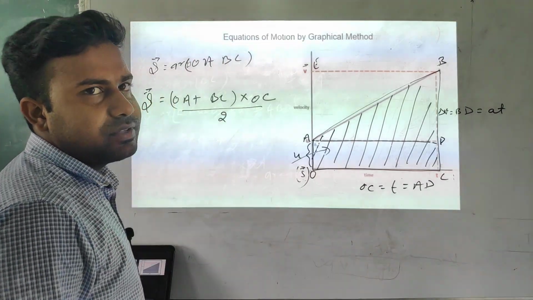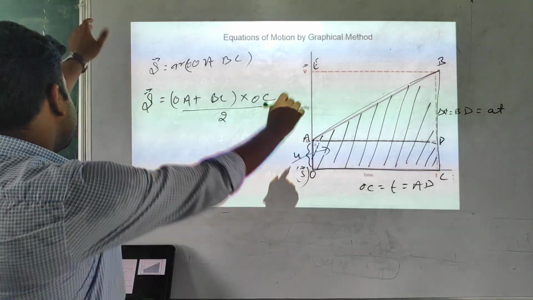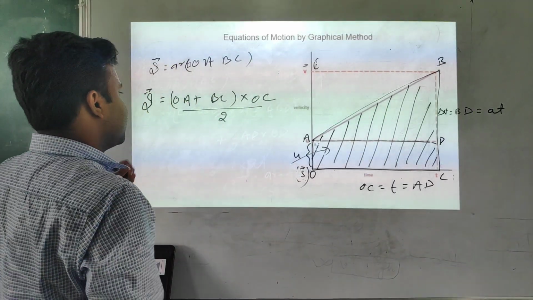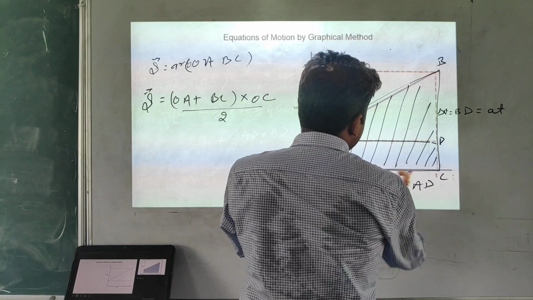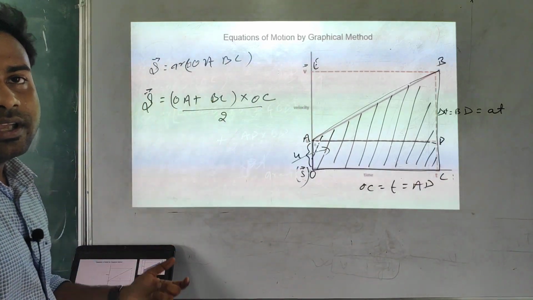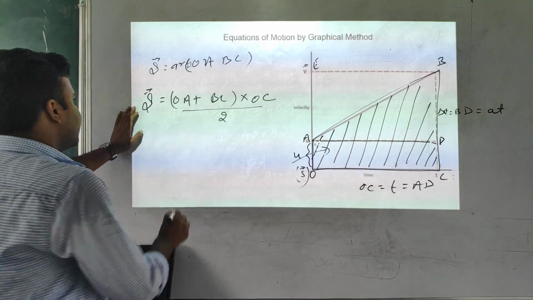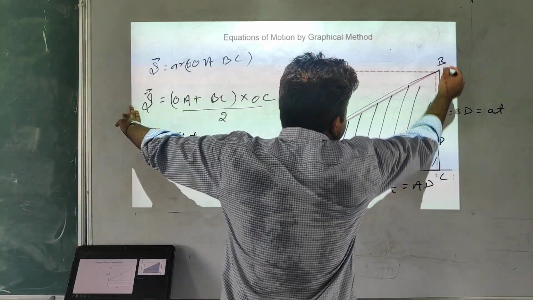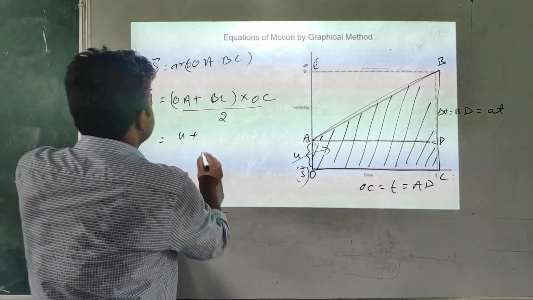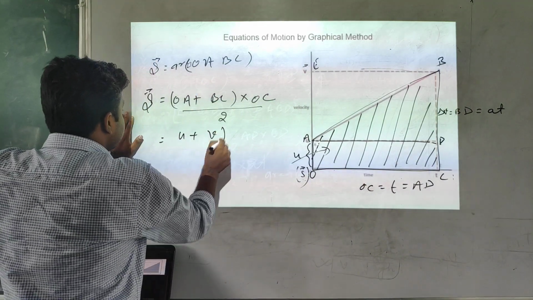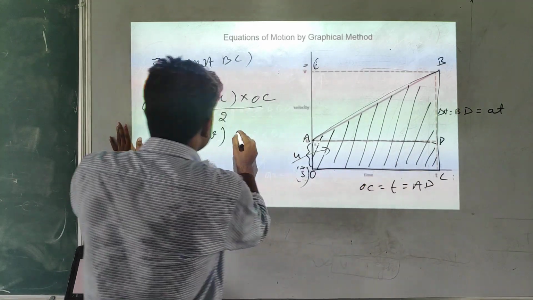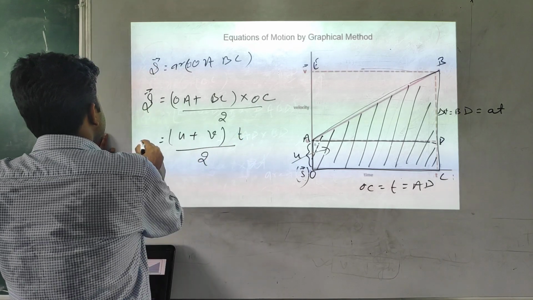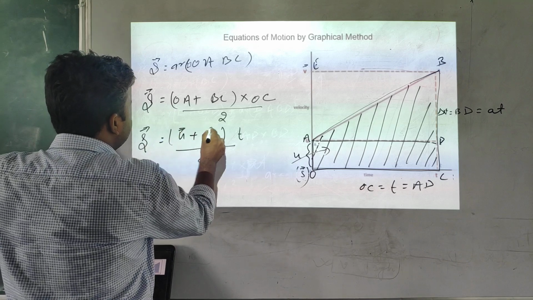This is the formula, students. We learned this formula in 9th class, and it is also in our 6th and 7th class. This side plus this side, into the height, divided by 2. This is the area formula. OA is U, plus BC is V. So you write V into OC. OC is T, divided by 2. This is the displacement formula.